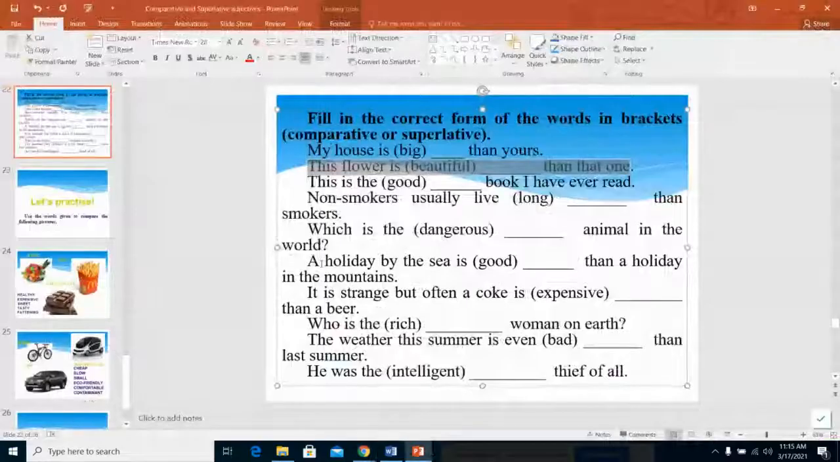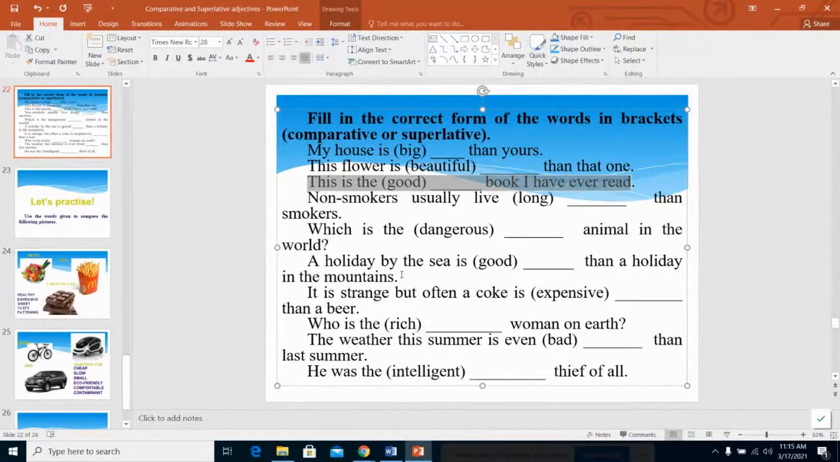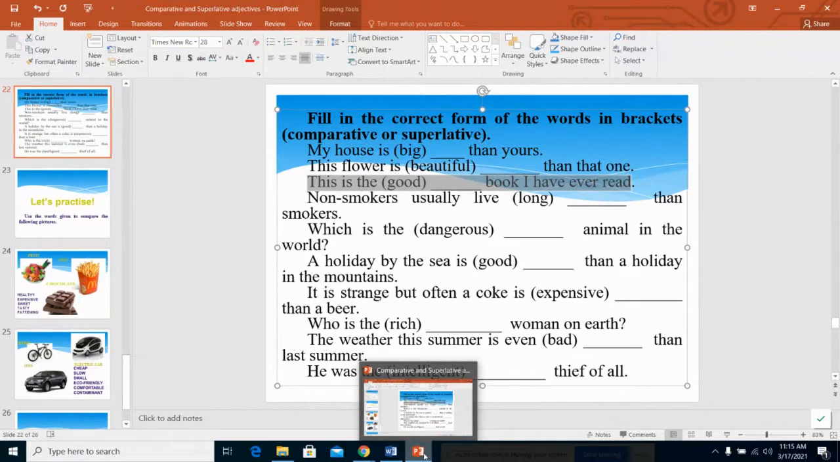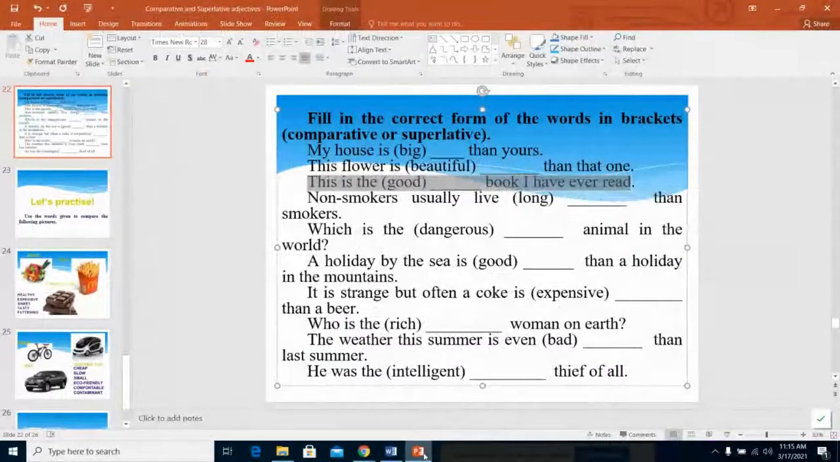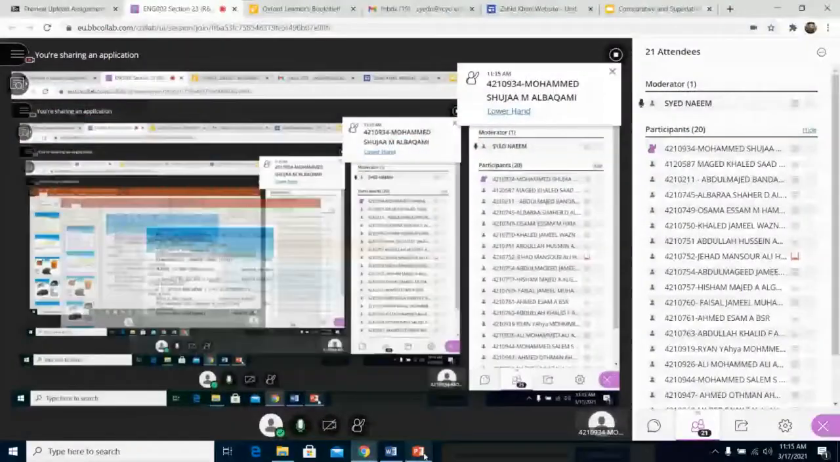Number 3. Who wants to do number 3? This is the good book I have ever read. So you have to make it superlative. Someone has to make superlative. Come on, boys. Number 3. Very easy. This is the good book I have ever read. So we have to make superlative.